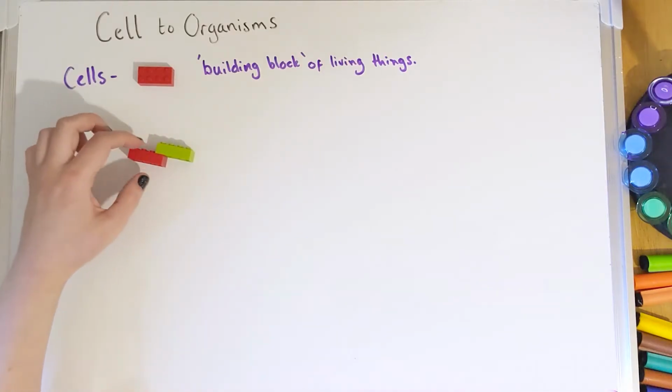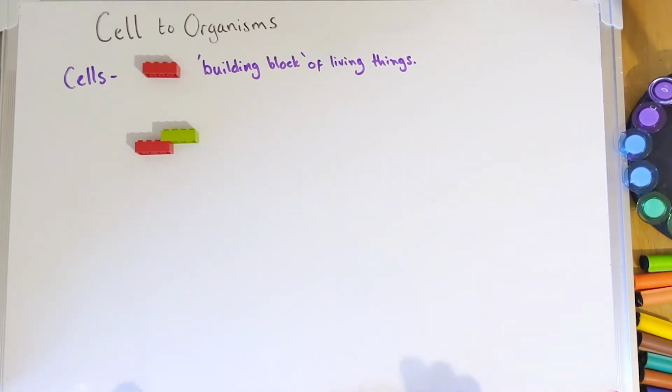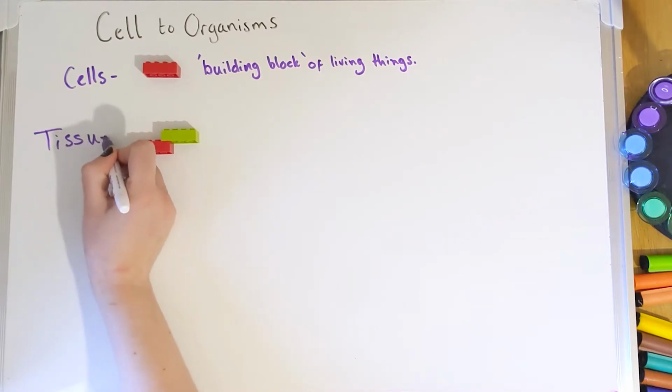As we've just seen, there's loads of different types of cells, specialised cells, and those cells don't work alone. So when different types of cells, or some of the same cells, come together, like putting my 2 Lego bits together, you get what we call a tissue. And tissues, by definition, are groups of similar cells that work together to carry out a function.